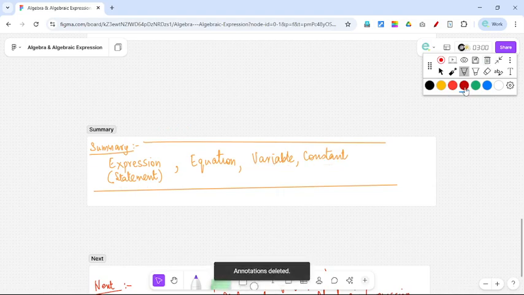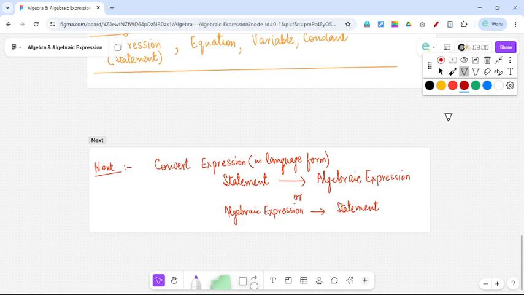In the next session, next video, we will try to convert different expressions which will be in language form. That means we will be converting these statements into algebraic expressions, and also we will convert algebraic expressions into language statements.